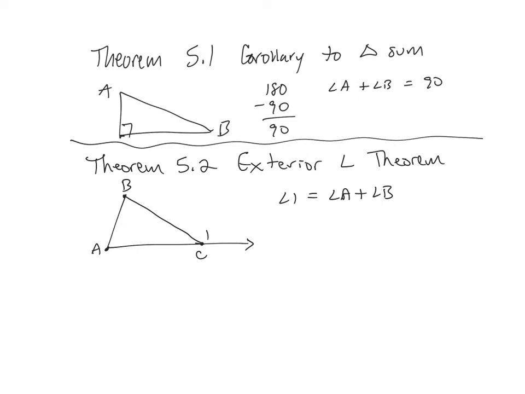Okay, so whatever that exterior angle is, it's going to equal the remote interior angles. I think they use that word. Nope, in this book it says the two non-adjacent interior angles. So not angle 2. The other one's across from the triangle. Okay?